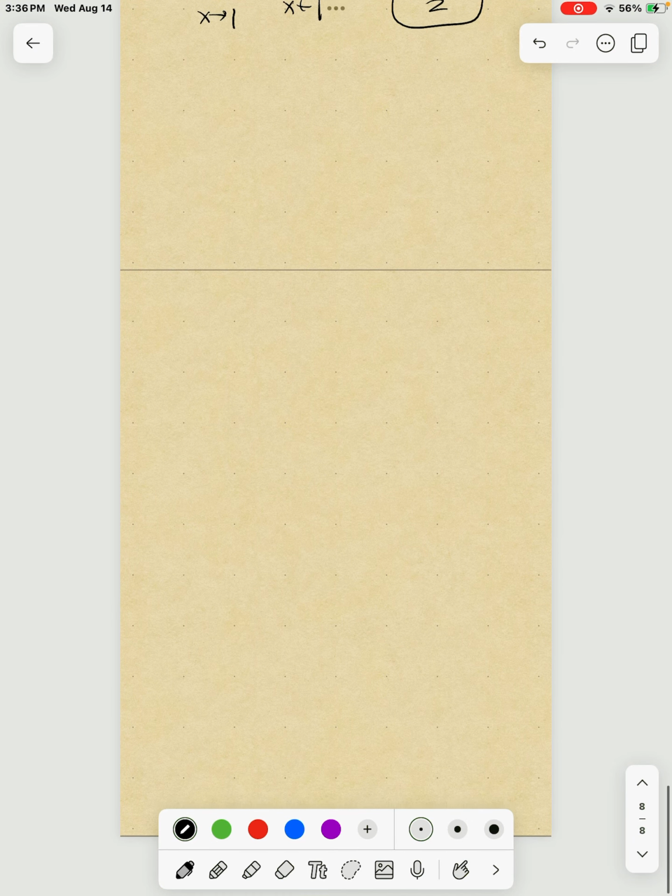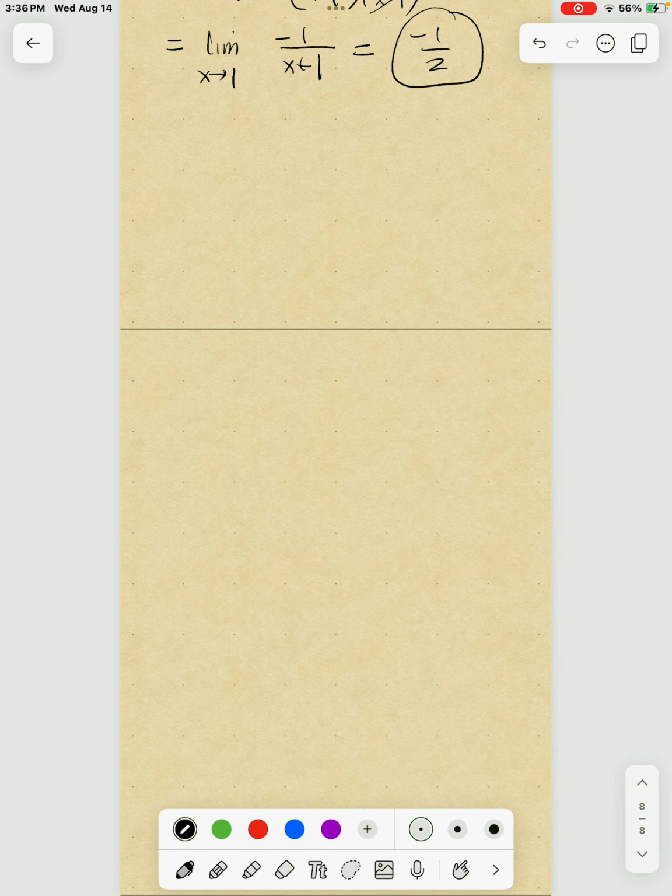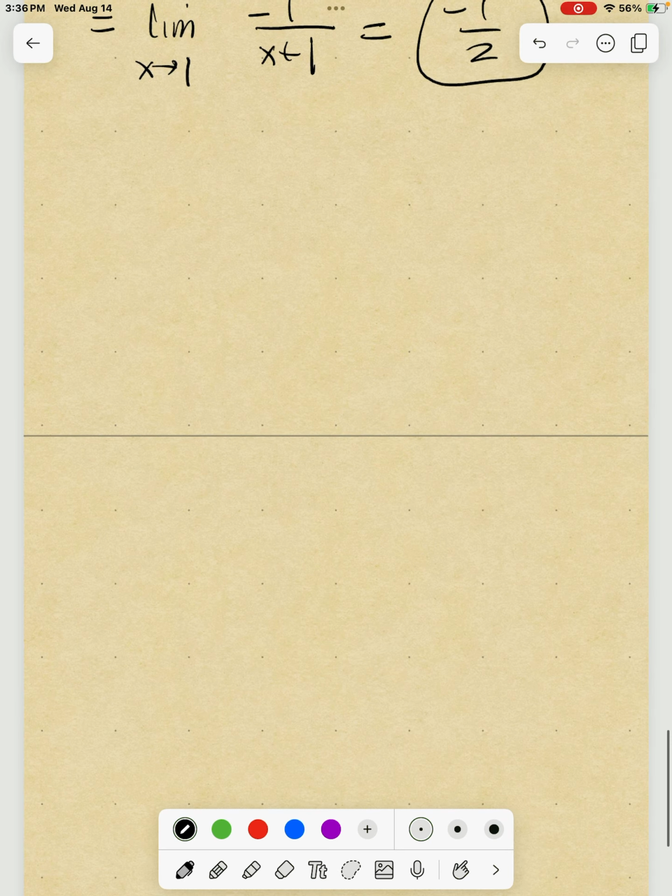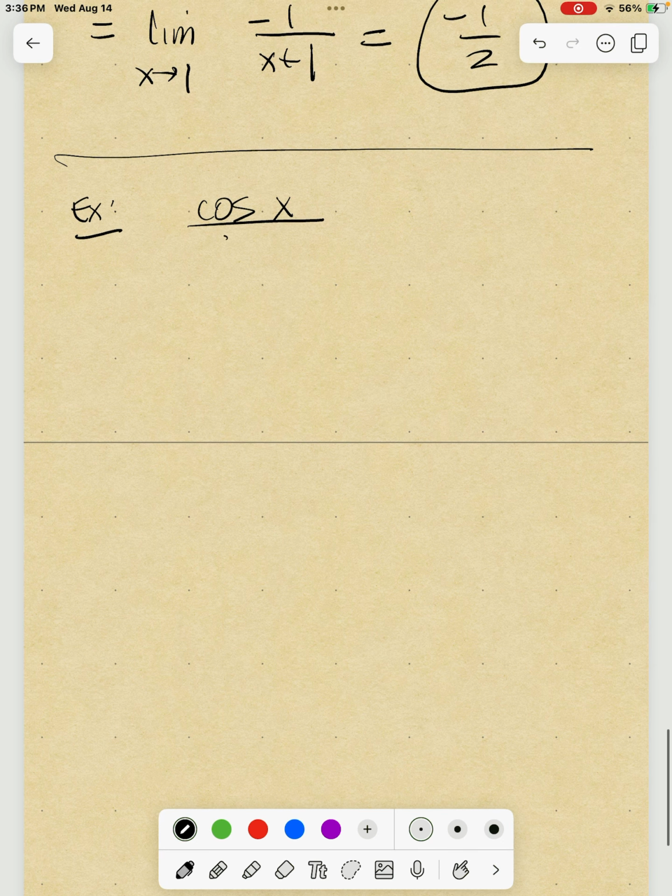Okay, let's do another example of simplifying, and then I'll do an example of where it shows up. So, okay, here's an example. How would you simplify cosine x over sine x, and then this whole thing over negative x to the minus 2?